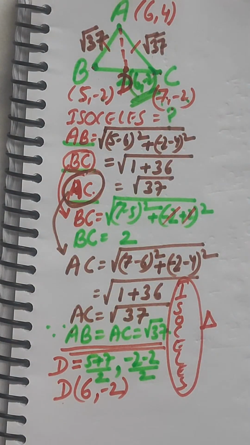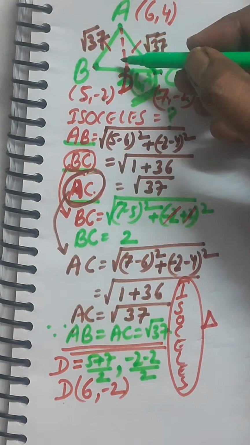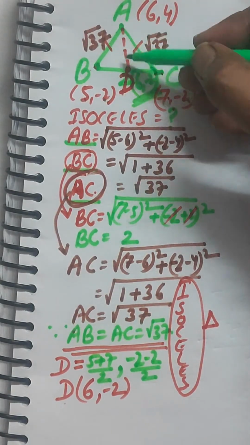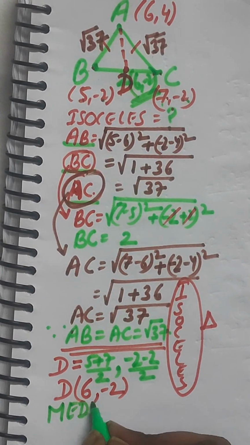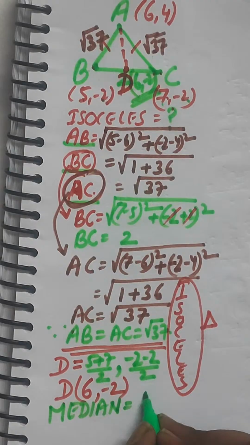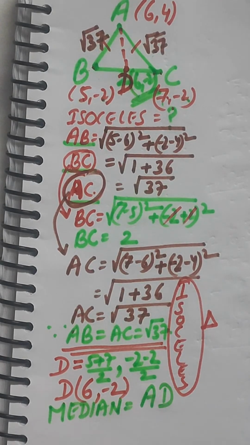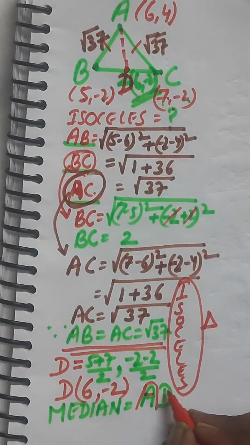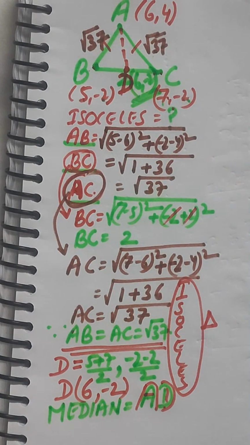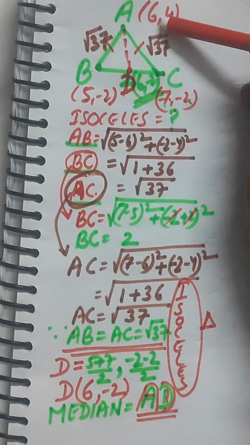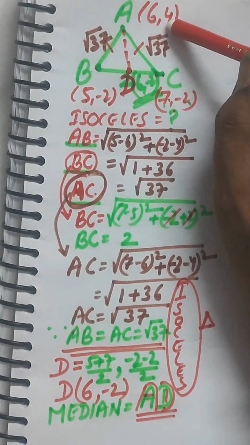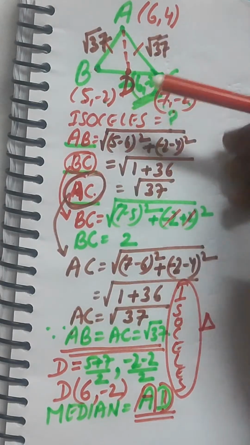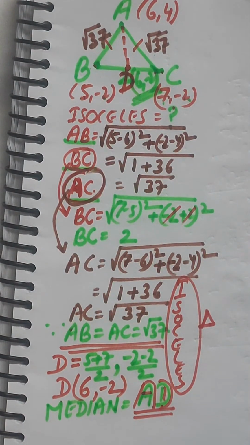Now find the length of the median through A. So the median is nothing but what? It's AD. The length of median AD can be calculated very easily, because we know the coordinates of A and we have calculated the coordinates of D. So simply use the distance formula to calculate the median.